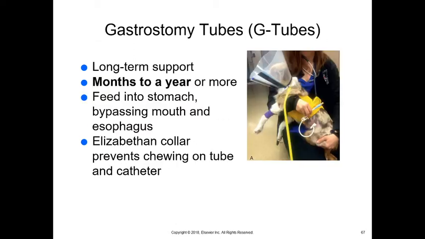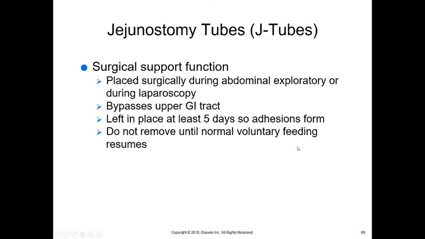This is an example of a gastrostomy tube in a pet. They have an e-collar on and a protective covering. It's going into the abdomen and directly into the stomach so that the animal can be fed directly to their stomach. This would be if we have to bypass the mouth and the esophagus for months to a year. We're wanting to monitor and make sure that they don't rip this out at any point.